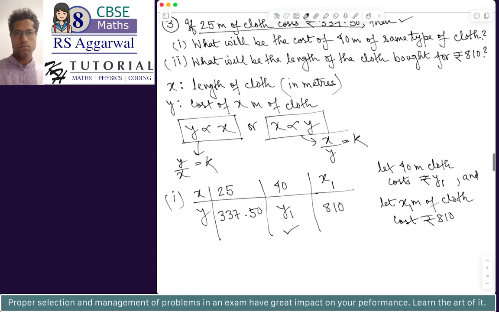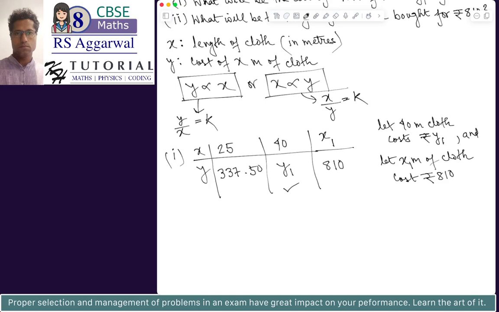So we have this data. Now since we know that the quantity x and y are in direct variation, we must have from the table 40 by y1 should be equal to 25 by 337.50. We are considering the ratio x by y. Now from this we can easily find out what is y1. It will be 337.50 multiplied by 40 divided by 25.